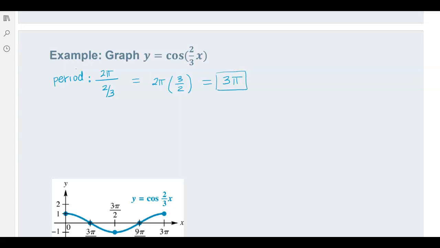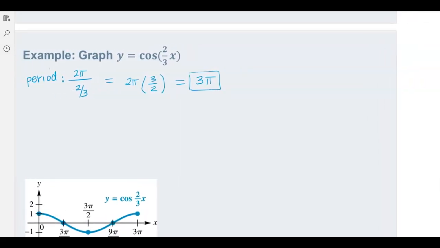Okay, that's my period. So we're going to make a chart for the x and the y values. We're going to start at 0 and then go to the end of the period, which is going to be 3 pi. The halfway point here is going to be 1.5 pi, right? 1.5. We would instead call that 3/2. We use fractions in trigonometry. 3 pi over 2.